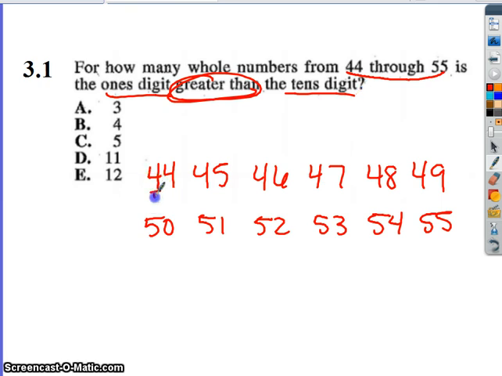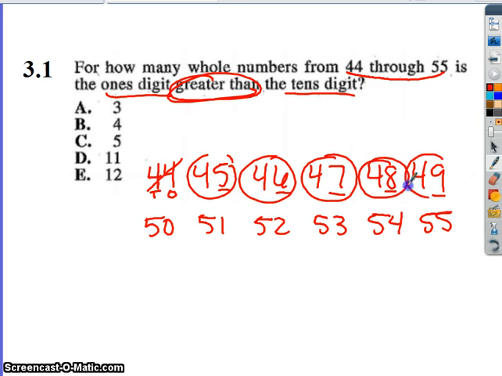So this is our tens digit, this is our ones digit, okay? So that one's not greater. Here the one is bigger, the one's bigger, all the way through there. Okay, once you get over here, the ones is smaller, equal, so none of those will work. So you have 5.